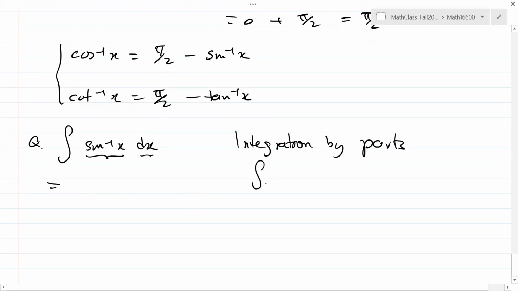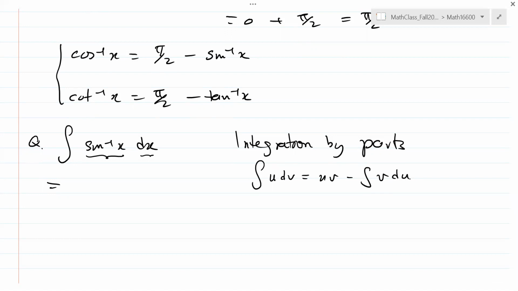The idea is like that. If you have a u and a dv, you have uv minus the integral of v du, exchanging them. So here dv is dx, so v is x, and u is arcsine. So this is going to be x.